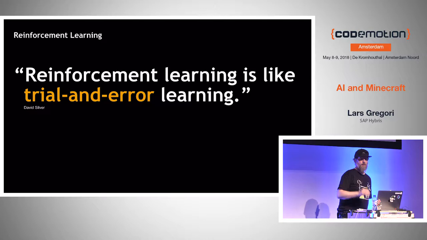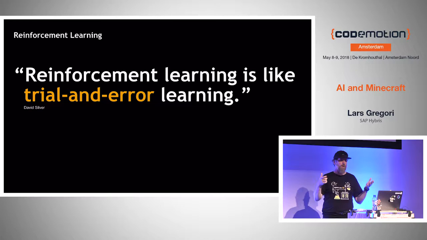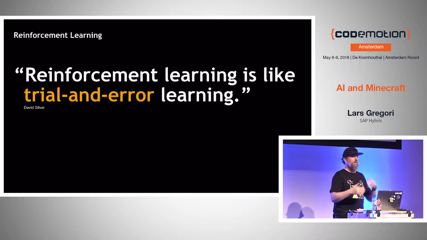Reinforcement learning is like trial and error learning. This is from David Silver, who is with DeepMind, which Google bought, and they did the AlphaGo and AlphaZero work. It's like trial and error. I was thinking of a kid starting to walk: it takes some steps, falls down, stands up, and so on. Trial and error, this is the only thing with reinforcement learning.